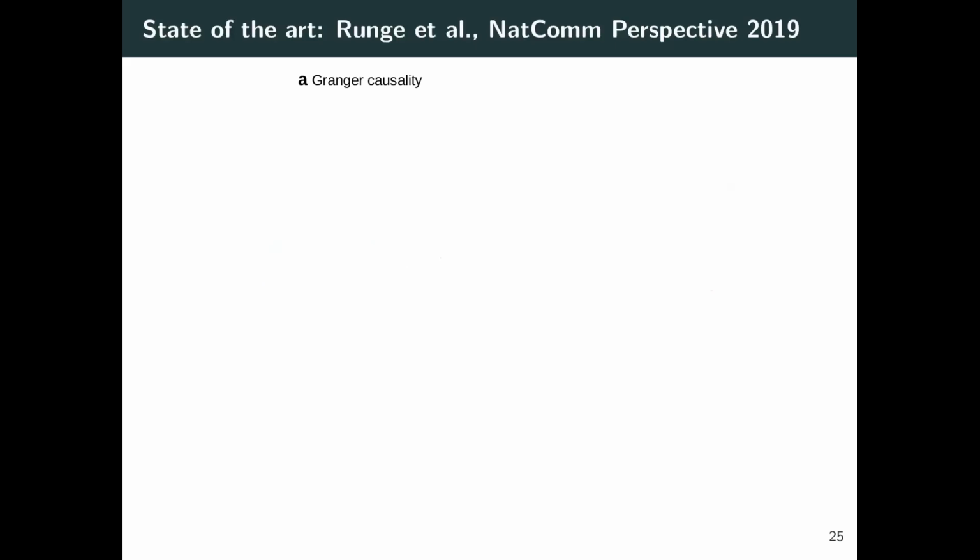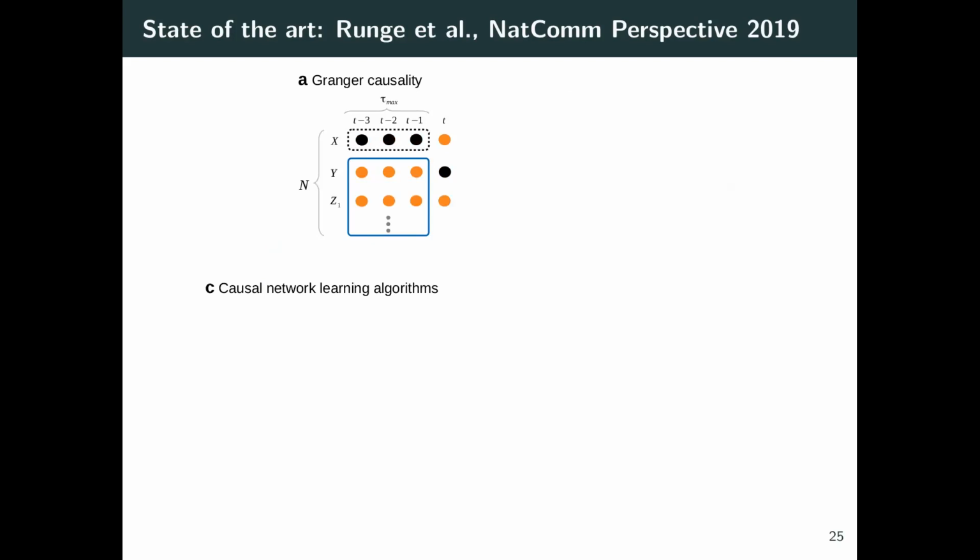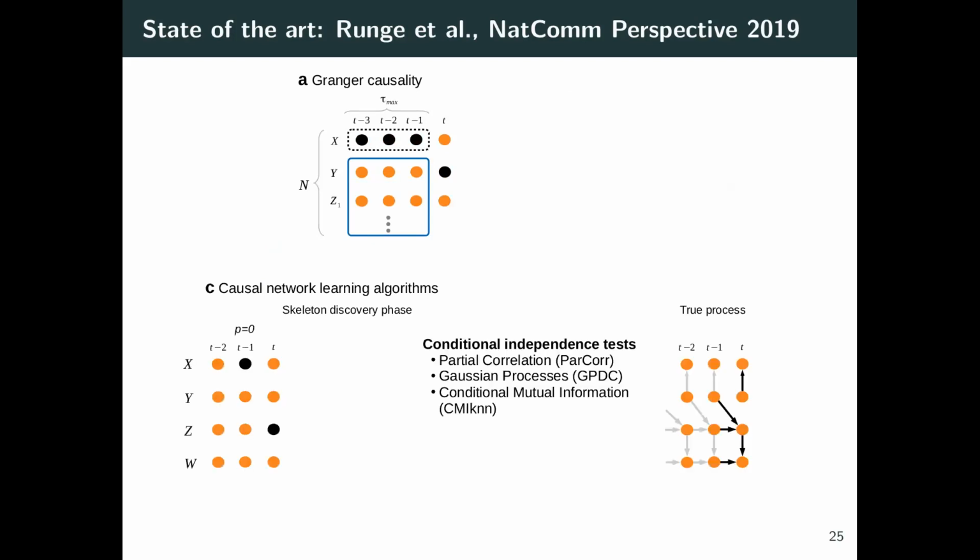So I have a perspective paper together with many people from the causal inference community and from climate science, where we put together the state of the art in causal discovery and some challenges, and where you can find a lot of references to further work. There you get an intuition of how Granger causality fits into this framework, which I don't want to cover now. You also get some more explanation of these network learning algorithms, which essentially do what we've done in the riddle, but automated. And this is more an illustration here.